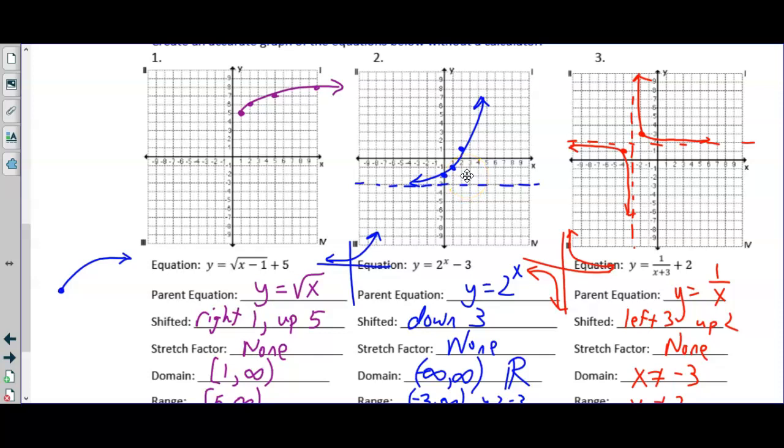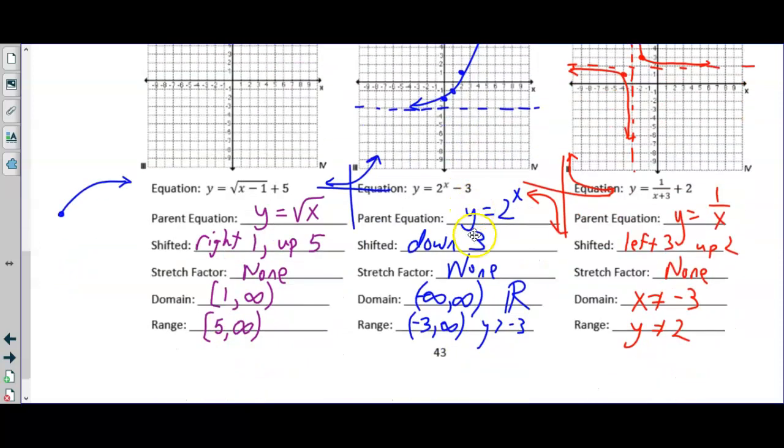You are always permitted to make a table if it's easier, but I definitely recommend that you try to see patterns because it does make the graphing faster and simpler. All right, there is no stretch factor in front of this. Be careful with that because the 2 kind of looks like a stretch factor, but remember that's the base of the function. That is not a stretch factor because it is not being multiplied in front. So there is no stretch factor to this.